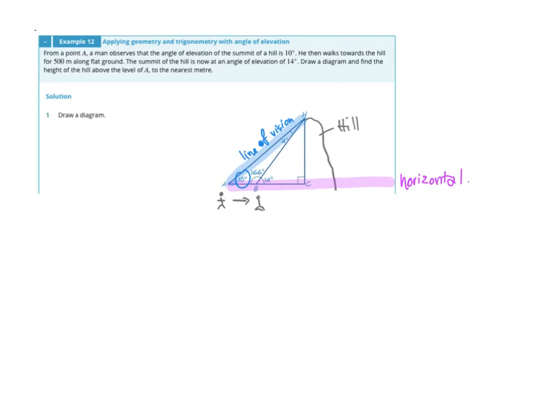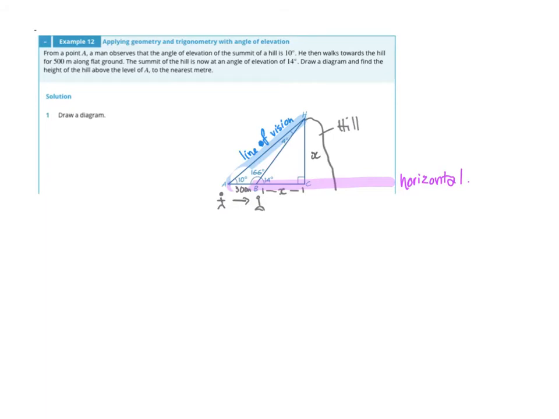So I'm just going to rub that bit out. This little bit in here is 500 meters. So, if we have a look, there's two scenarios. We've got X here. We don't know this little distance here. And they want to know the height of this hill. Actually, I'm going to call it X.